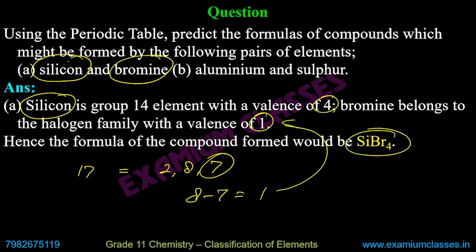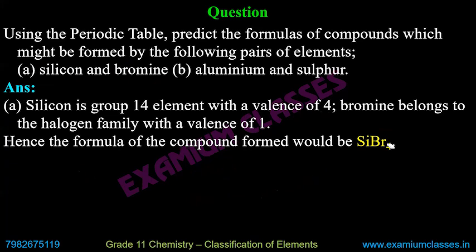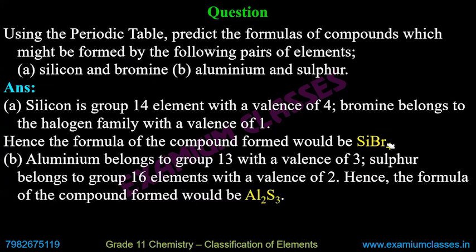Then you do cross assignment. Cross assignment means bromine's valency will be assigned to silicon's number of atoms, and silicon's valency will be assigned to bromine's number of atoms. Number of atoms, not the valency. So bromine valency 1, silicon will be 1 atom. Silicon's valency is 4, so bromine will be 4 atoms there to balance the charges. Charges will be balanced like this.